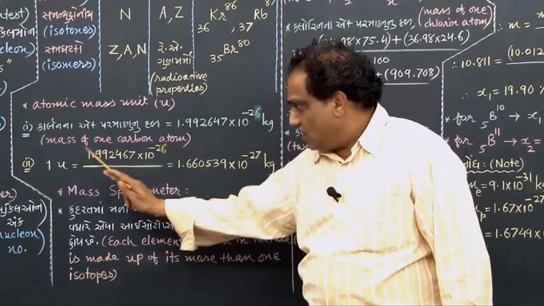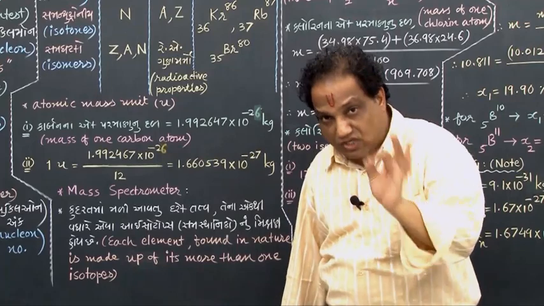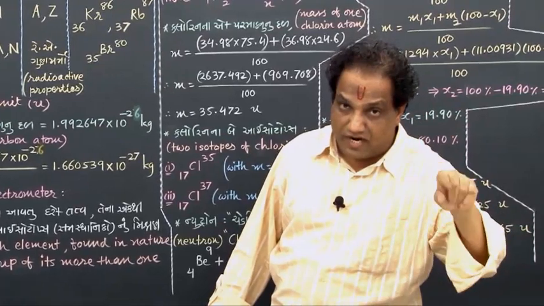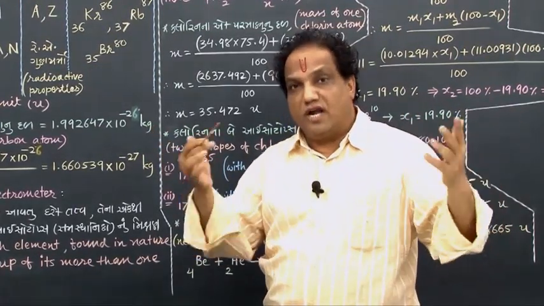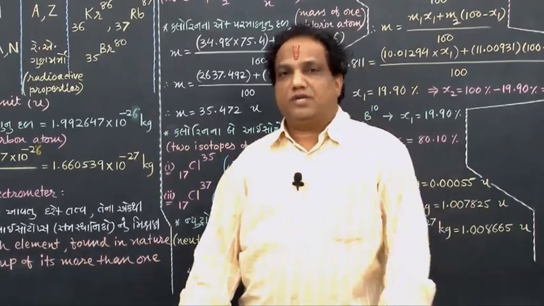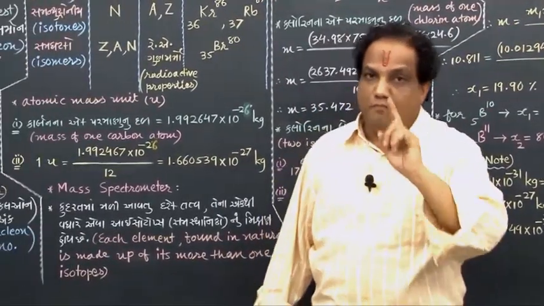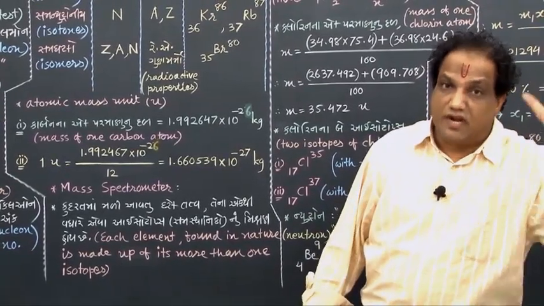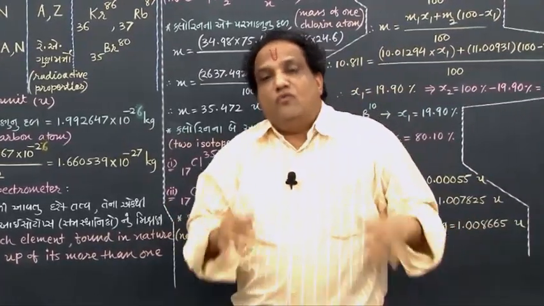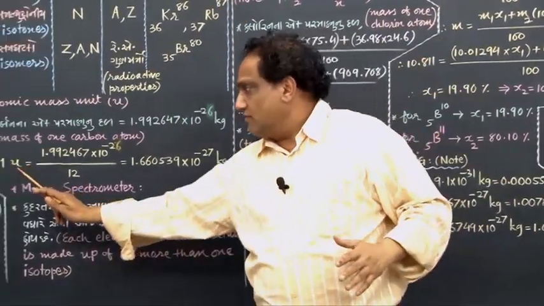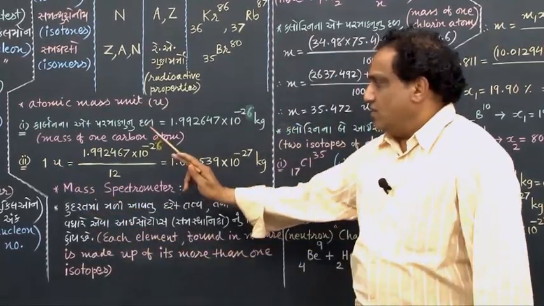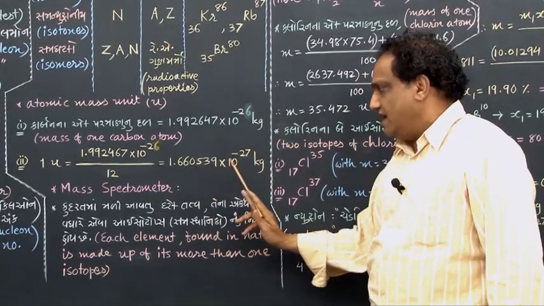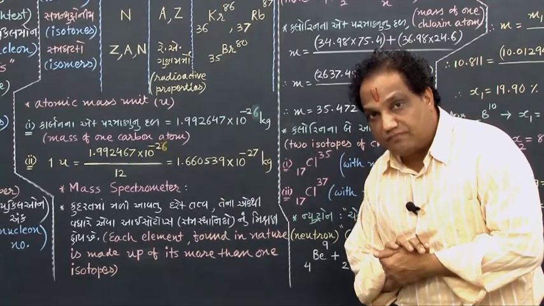So now define 1 atomic mass unit. The 12th part of the mass of a neutral and unexcited 6C12 carbon atom is called 1 atomic mass unit, shown by symbol small u. Now when you divide this many kilogram by 12, the answer is 1.660539 into 10 raised minus 27 kilogram. Correct? Fine.